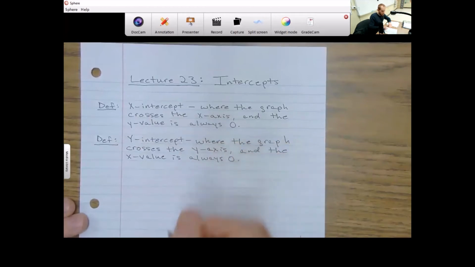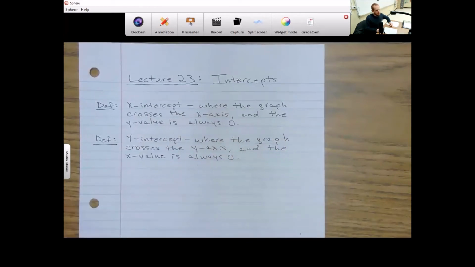So here we pretty much have a mirror image. The y-intercept is where the graph is going to cross the y-axis. And here the x value is always going to be 0. And there is a reason for that. So let me draw a little diagram that will help you get it all straight in your head.